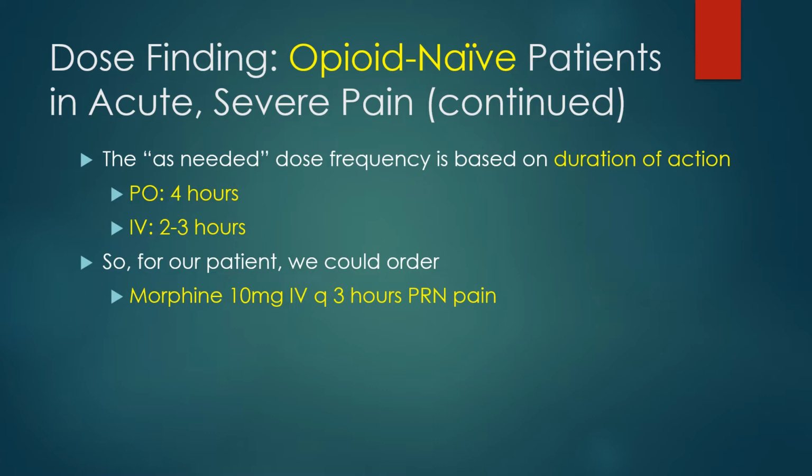The as-needed dose frequency is then based on the duration of action. For oral, it is 4 hours, and for IV, it's about 2 to 3 hours. So for our patient, we could order the morphine dose of 10 milligrams IV with a frequency of every 3 hours, PRN pain.